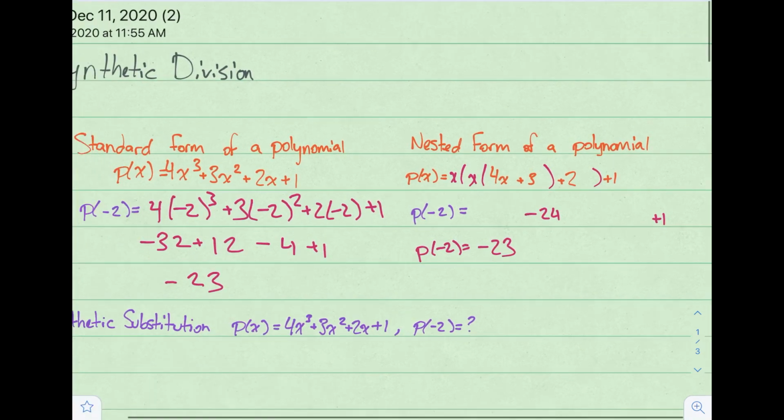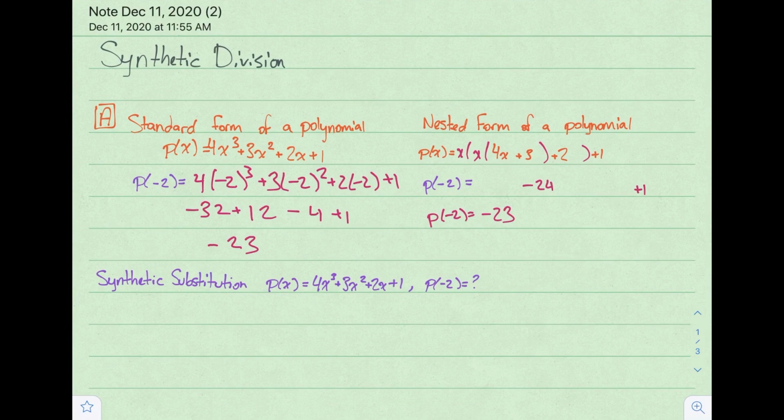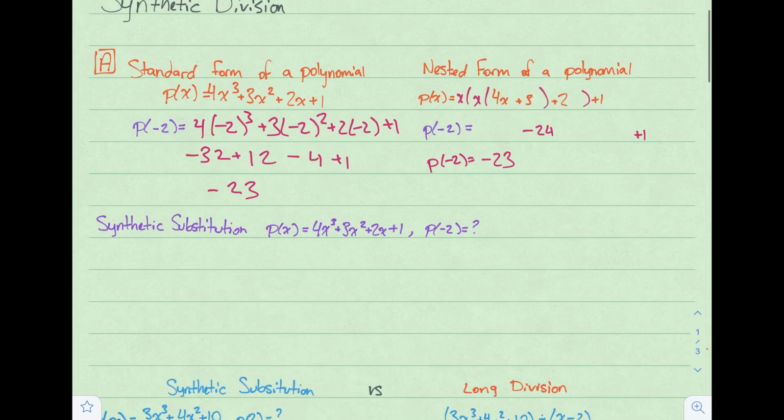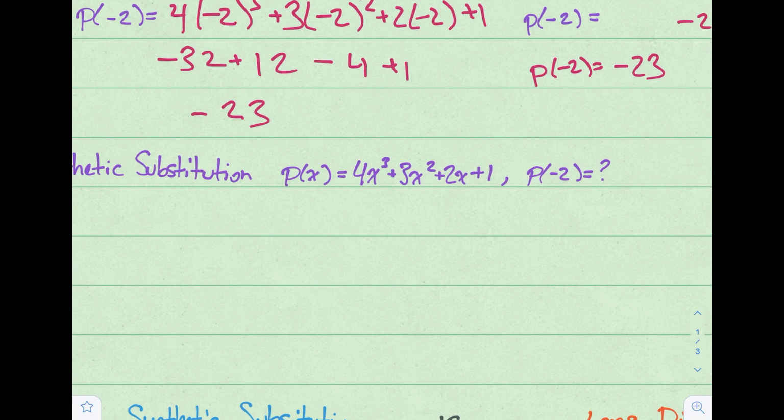So using nested form gets you to the same result. The work is a little more repetitive, but there's no exponents to deal with. So we can lay out our nested form of evaluating a polynomial in what's called synthetic substitution. The way we can recreate this work is first by listing all of the coefficients of our polynomial. So if I want to plug negative 2 again into 4x cubed plus 3x squared plus 2x plus 1, I will first list all of the coefficients of the polynomial in standard form: 4, 3, 2, 1.